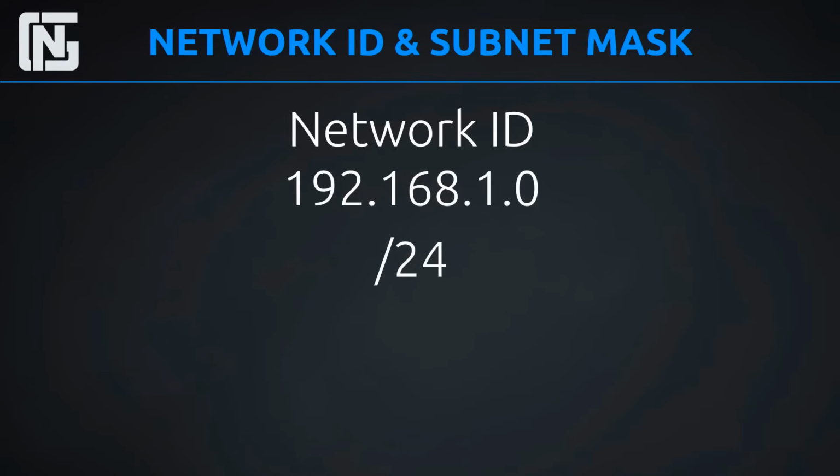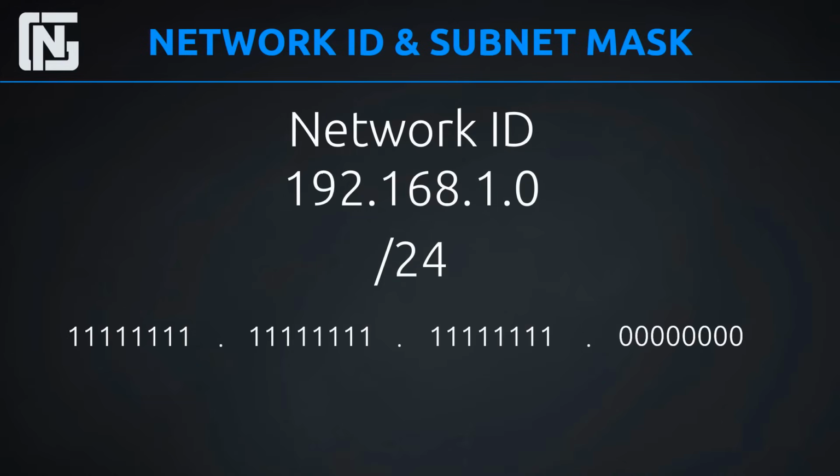All right, so this /24 is called the CIDR notation, which means classless interdomain routing. Just remember that this is called the CIDR notation, and normally you'll see it like this: 192.168.1.0/24. And what this means is, this is telling you how many binary digits are turned on in the subnet mask. So let's look at that.